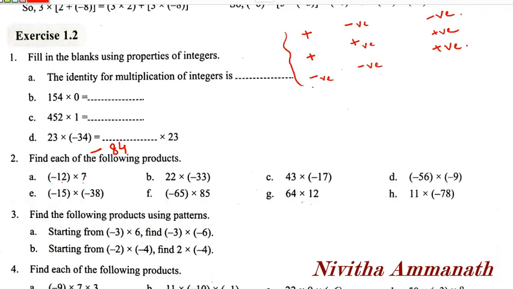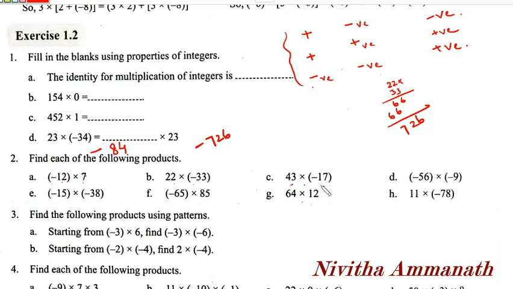Next question, 22 into minus 33. How to do? One is positive and one is negative. So the answer will be negative only, right? So 22 into 33. So it will be 726. So my answer is negative 726.